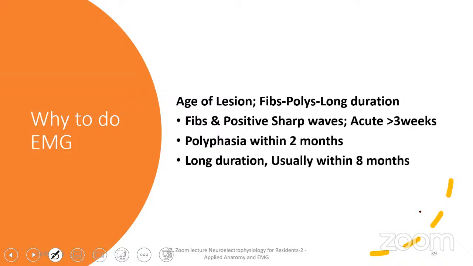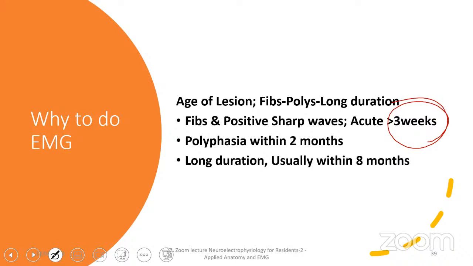Compared to nerve conduction studies, you can also assess the age of the lesion by observing fibrillation potentials and positive sharp waves, etc., which will happen after more than 3 weeks. Soon after the injury, if you do EMG, you will not see anything because these fibrillations and positive sharp waves happen only after 3 weeks. So if anybody refers immediately after injury, please ask them to come back after 3 weeks.